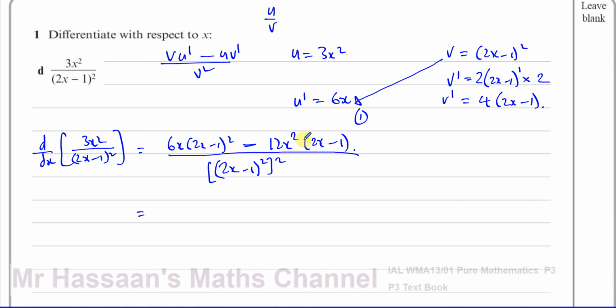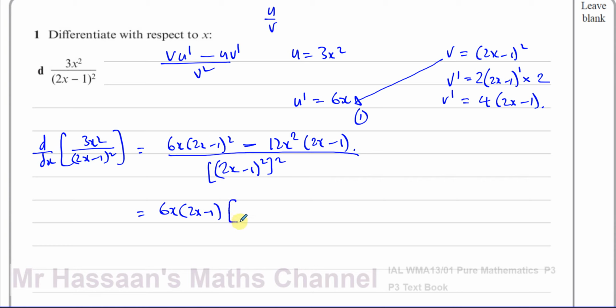The easiest thing to do when you've got a situation like this: you see the bracket is 2x minus 1 squared, and this bracket is 2x minus 1, so that's a common factor. Also, 6 is a common factor, and x. So you have 6x times 2x minus 1. That's a common factor in this first and the second term.